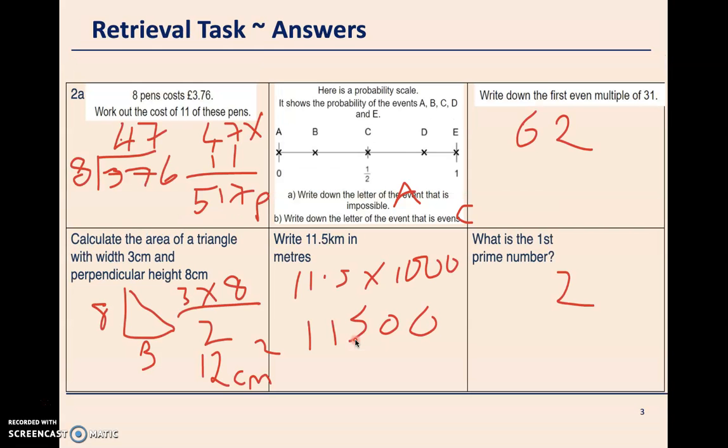Okay, so here's your answers. Testing a fair few skills here. Checking that you know what a prime number is. Checking that you know how to convert units. We've got some division in there as well. So make sure you're using your green pens to mark these, and ticking any ones that you've got correct.